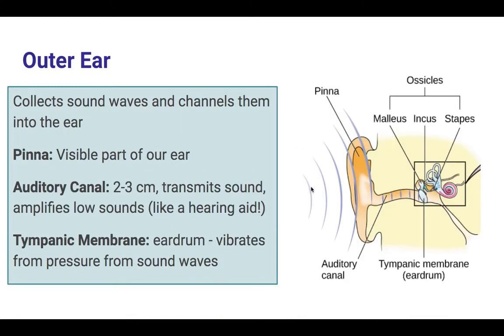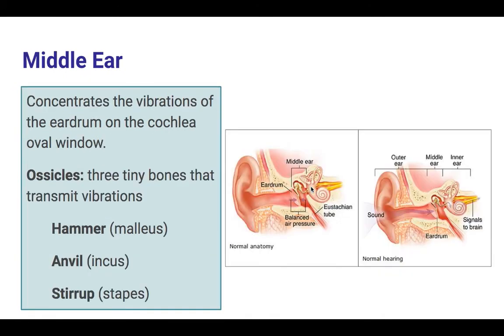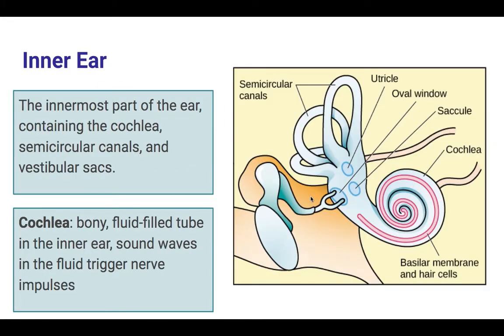You can kind of see it. Neither of those pictures are very good, but basically they're named for what they look like. Like you can see that looks like a stirrup. Okay, you can see it better here, I guess. Hammer, anvil, stirrup. That passes on to the inner ear, which contains these things.